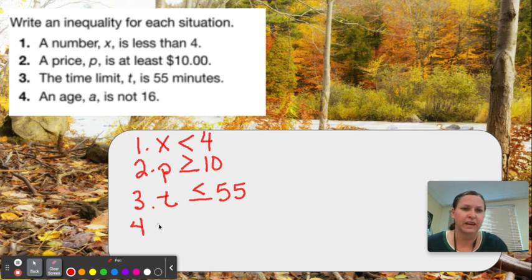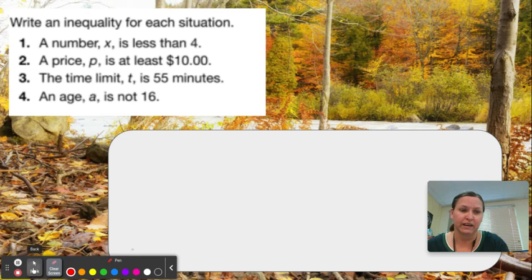For number 4, it says an age, A, is not 16. The age can be 12. The age can be 42. It is not 16. These are some pretty easy examples. Let's look at our next ones.